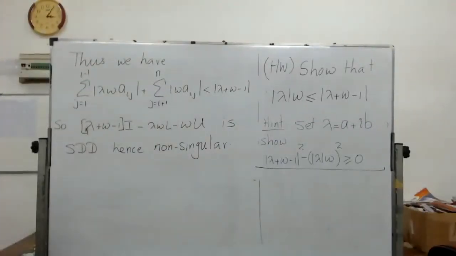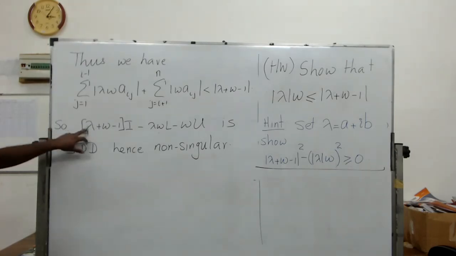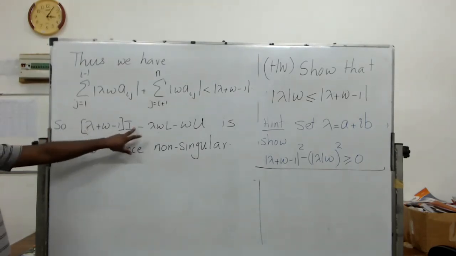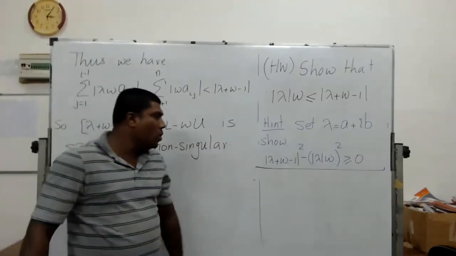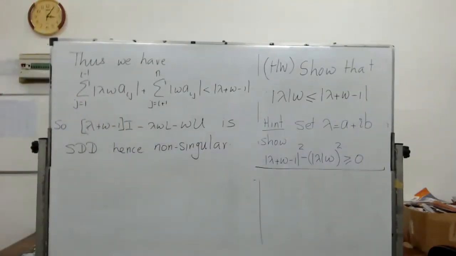So what you ended up with here is that the matrix (lambda plus omega minus 1) times I minus lambda omega L minus omega U is strictly diagonally dominant. But again, a lower level math problem says that a strictly diagonally dominant matrix is a non-singular matrix. So if a matrix is strictly diagonally dominant, then it is non-singular. But we have this matrix as non-singular.